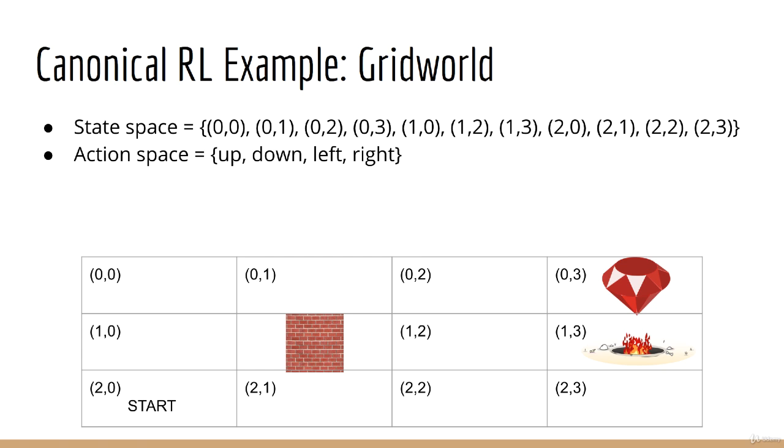To describe the state space, that's simply the set of all possible positions on the board. So you may want to pause this video and look closely at this list of coordinates to confirm that they correspond to positions on the board. The action space consists of the actions up, down, left, and right.